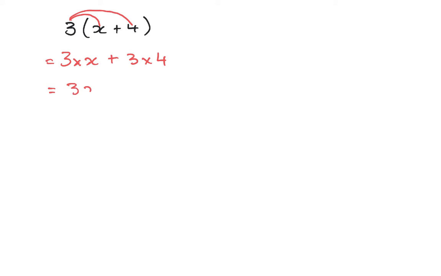Let's do some more examples so you can see further how this works. We've got 3 brackets, x plus 4 close brackets. 3 lots of x plus 3 lots of 4. And then simplifying that is 3x plus 12.